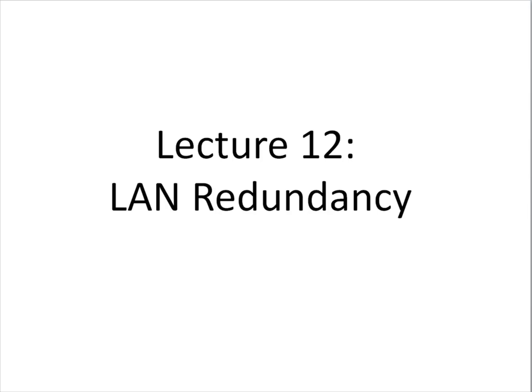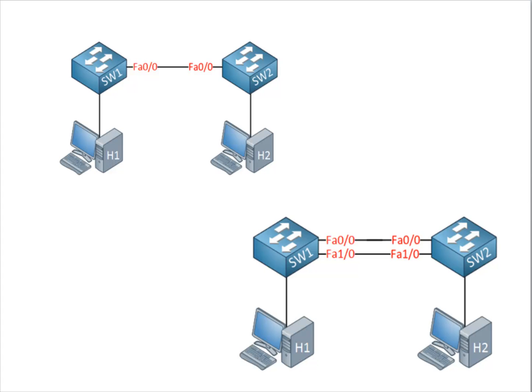It is, technically speaking, a very important lecture for networking students. So let us start LAN redundancy. I am giving you two topologies here. In the first topology diagram, there are two switches available, switch 1 and switch 2, connected by a single link. In the second topology, I have the same two switches, but I am connecting them by using two links.